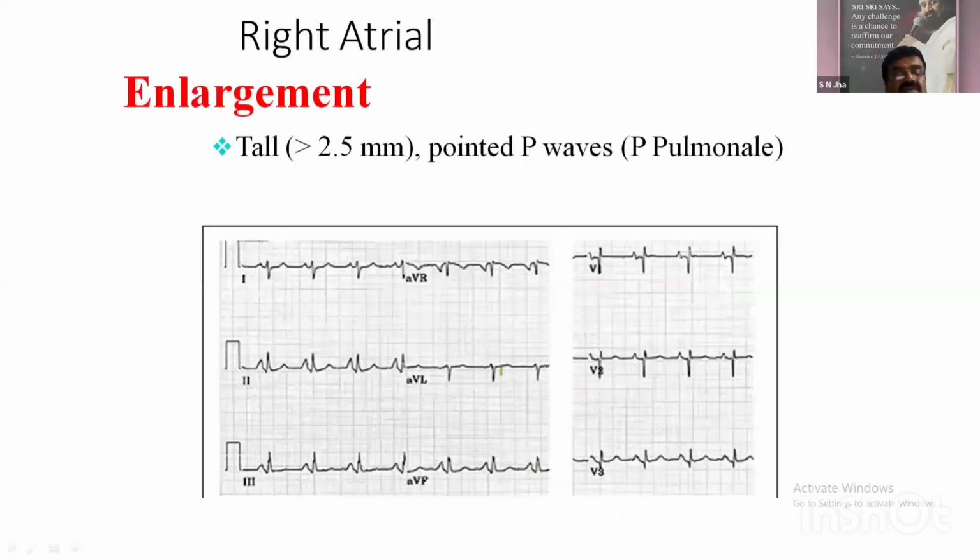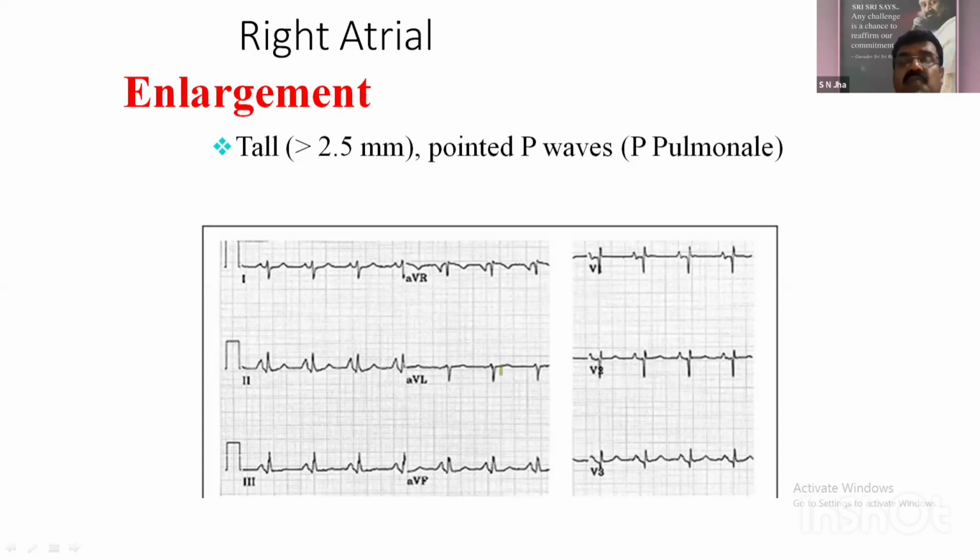So look at this ECG. I told you P waves are best seen in lead 2 and V1. In lead 2, you can see a tall peaked P wave. Can you appreciate there is a tall peaked P wave in lead 2? Tall, more than 2.5 millimeter and pointed P. So this is called right atrial enlargement or P pulmonale.